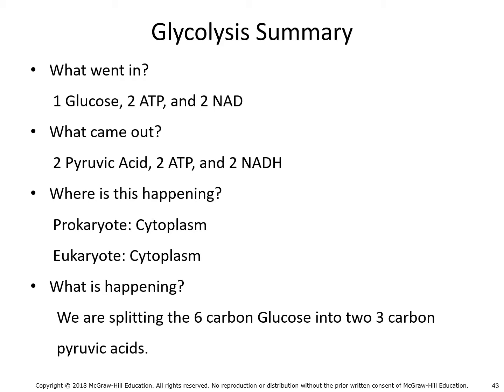Where is this going to happen? Well, in prokaryotes, it's going to be in the cytoplasm. But in eukaryotes, it will also be in the cytoplasm. So what is happening? Well, if we simplify this down, we are splitting the 6-carbon glucose molecule into 2 3-carbon pyruvic acids that will then be carried on so that we can try to gain more electrons and produce more ATP from them.